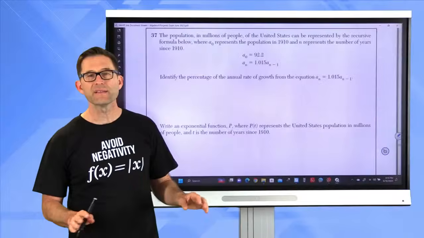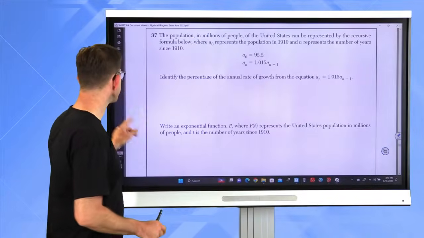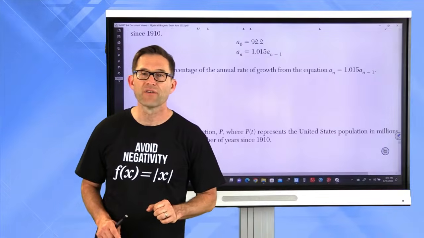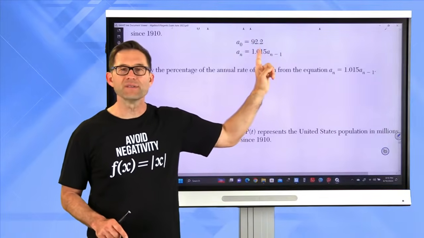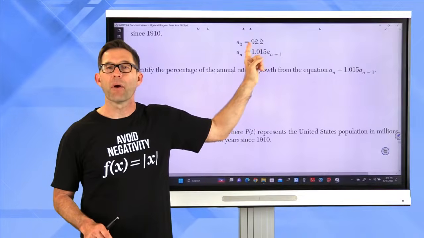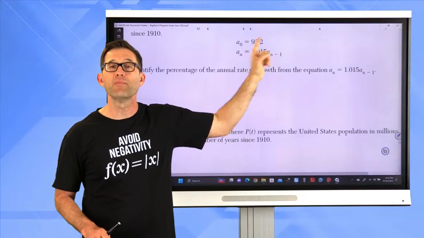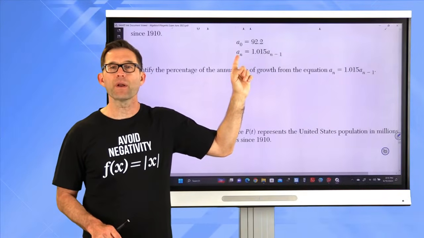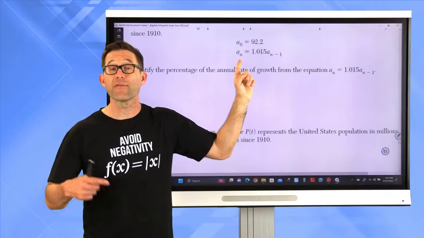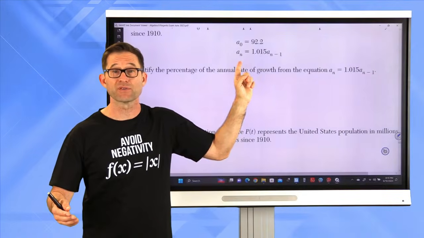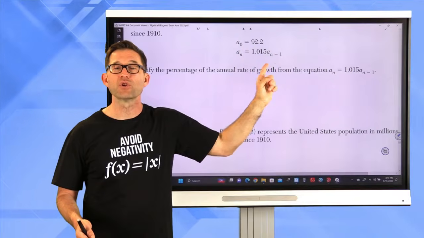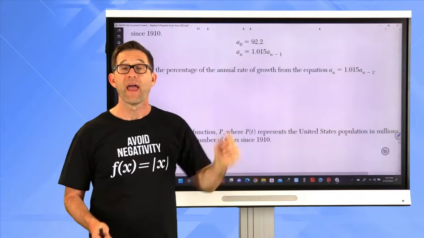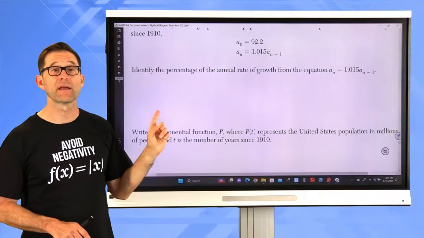All right, so before we even get into the first part of the problem, let's really dig in and understand what this recursive definition tells us. First, it tells us that in 1910, the population of the United States was 92.2 million people. The second part tells us if we want to know the population in any given year after 1910, where n is the number of years, then we just take the population 1 year earlier and we multiply by 1.015. And that actually gives us the key to understanding the first question.